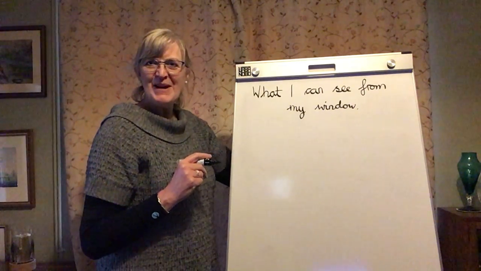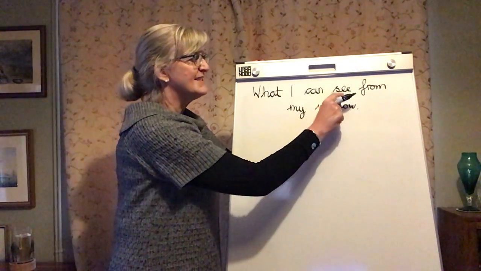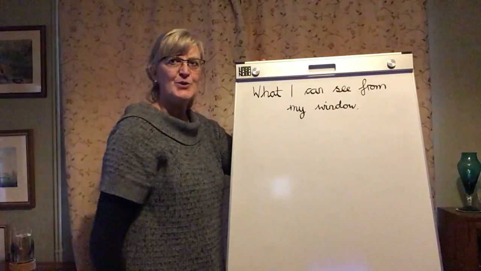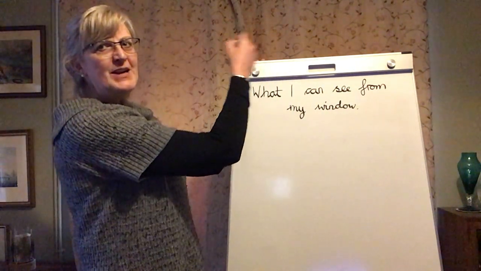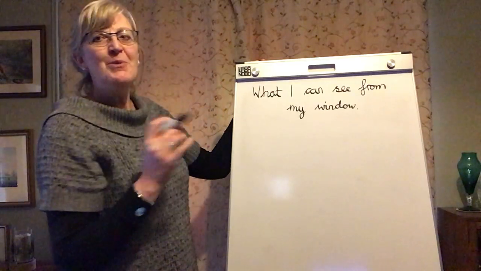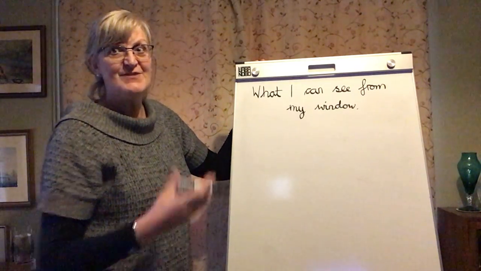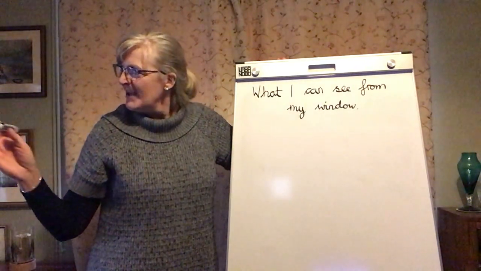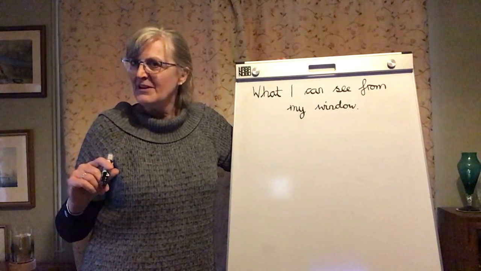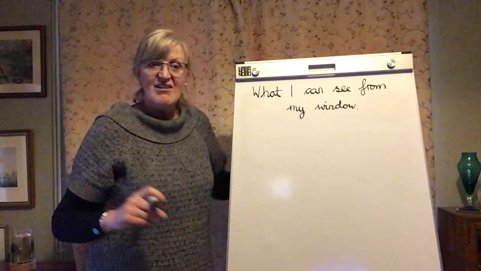Today we're going to write about what I can see from my window. This is my window here behind me, but if I open the curtain you can't see a thing because it's very, very bright. So I'm going to look out of that way where there's another window and I can see my car.